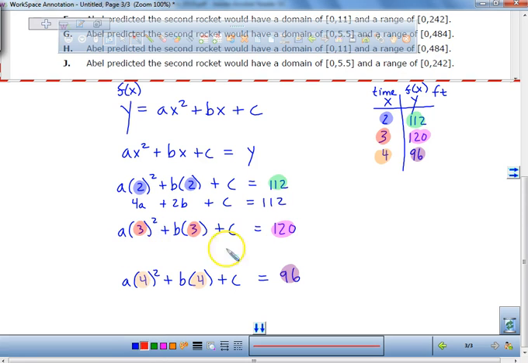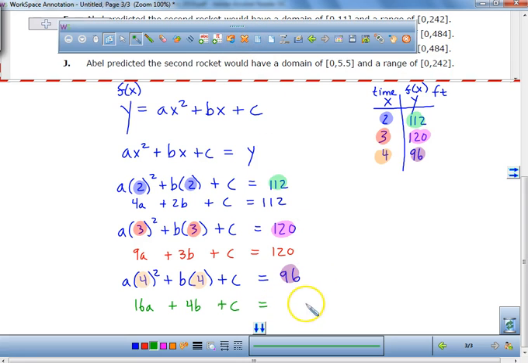Switch colors here. What do you guys think this next row right here is going to be? 9a, 3b. Okay. You want to take the last one, Judy? Four times 4. Oh, 16. Okay, good. There we go. Plus c equals 96.